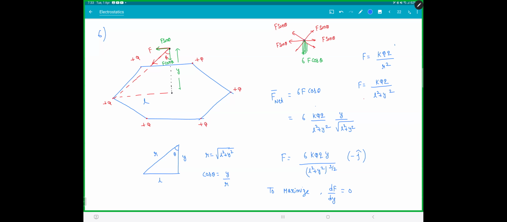Any doubts on this page? Purva, clear with this thing? Kavya, clear? Agastya, got this?